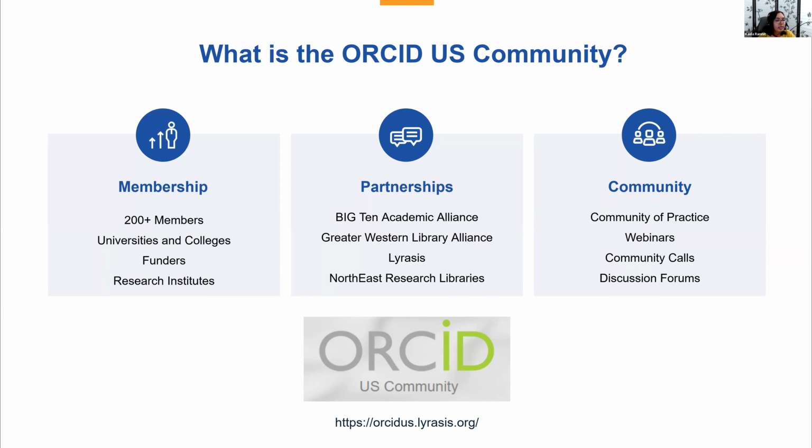So the ORCID US community is led by Lyrasis in partnership with the Big Ten Academic Alliance, the Greater Western Library Alliance, and the Northeast Research Libraries. It provides a national community of practice for ORCID adoption and integration in the US, maximizing the benefits of ORCID for premium consortium member organizations through dedicated support and a range of other resources. Our goal is to support our member organizations and how they would like to use ORCID or how they are using ORCID to benefit them and their researchers. Next slide.